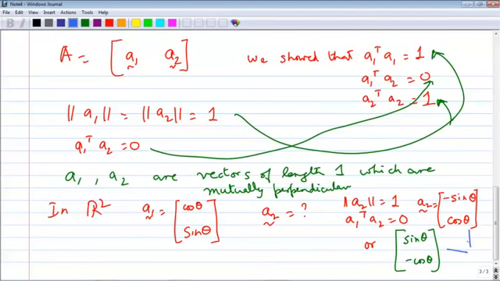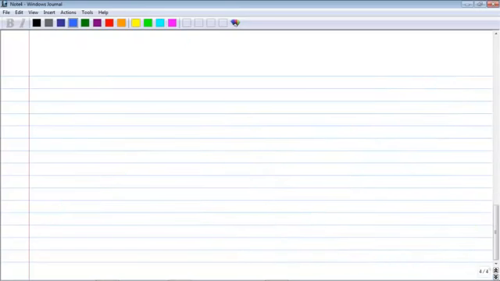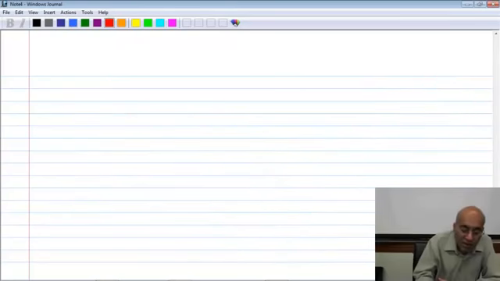So I really have only these two choices, because the property of these two choices is that they both have length 1, that's easy to verify, but in addition they are perpendicular. Okay, but what does this mean? This essentially tells me that I have only two choices of this matrix A.